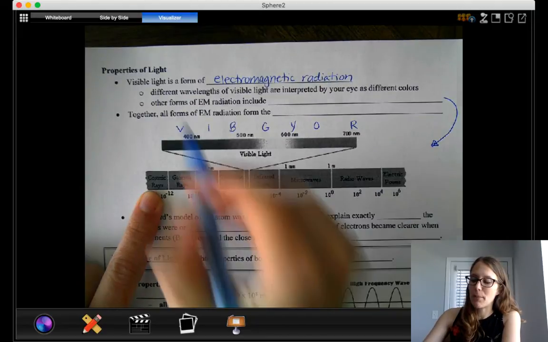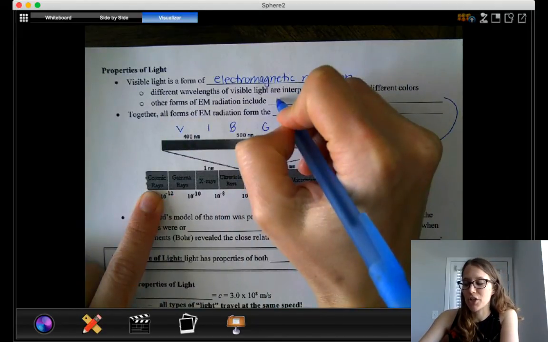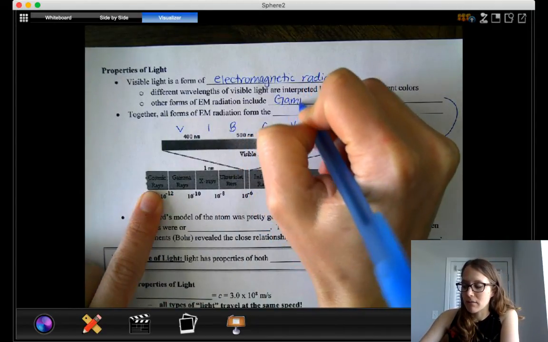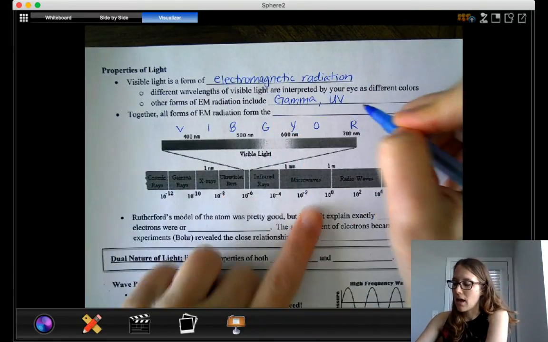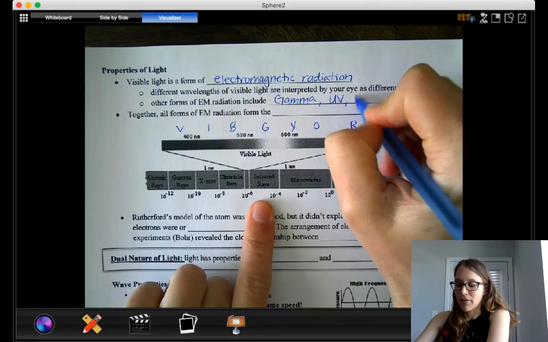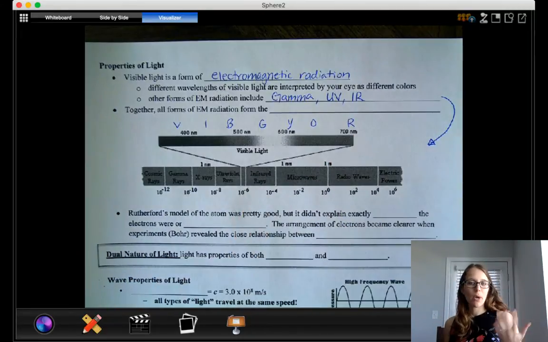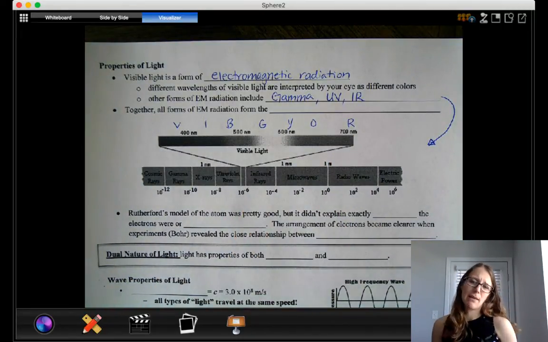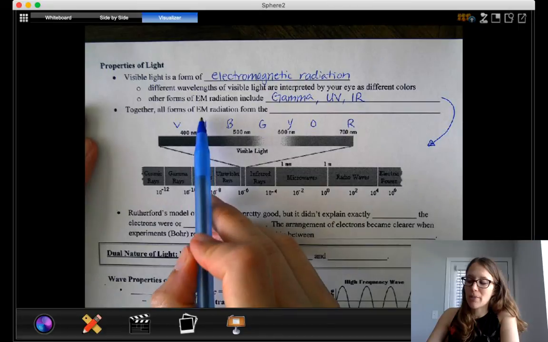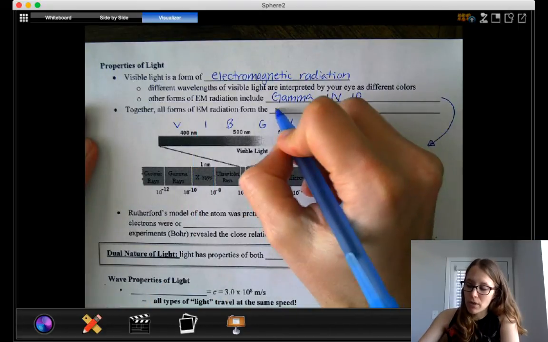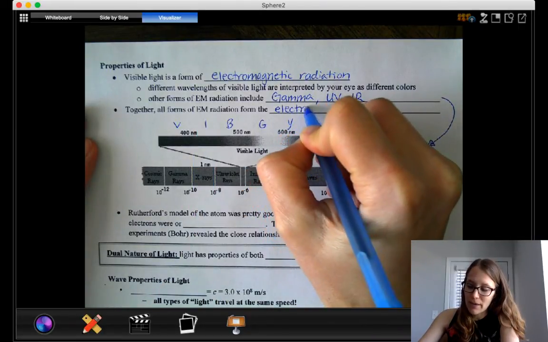So I'm just going to pick a couple. Other forms of electromagnetic radiation include gamma. How about ultraviolet, UV? Infrared is abbreviated as IR. So I'm just going to put a couple of those there, but all of the examples are seen down below. This whole spectrum that we see down here, all these forms of electromagnetic radiation, form what is called the electromagnetic spectrum.